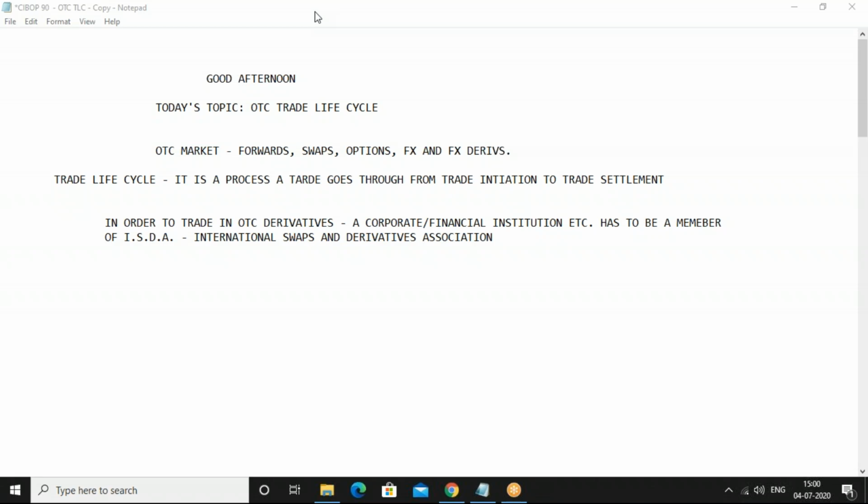Now, a couple of things. Again, the full form is International Swaps and Derivatives Association. So what does an association mean generally?